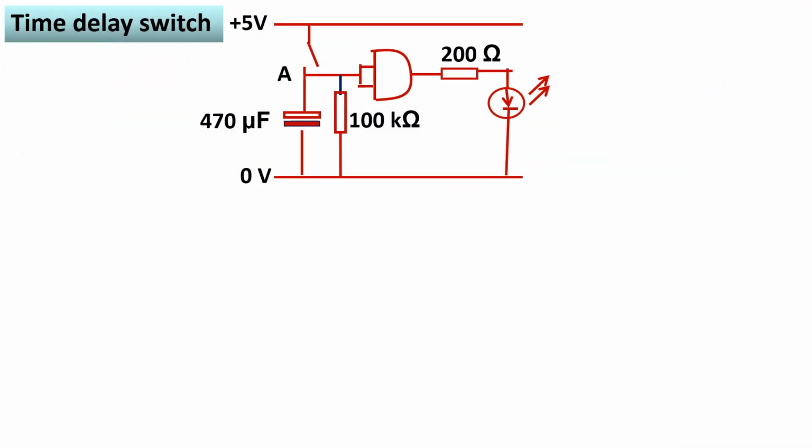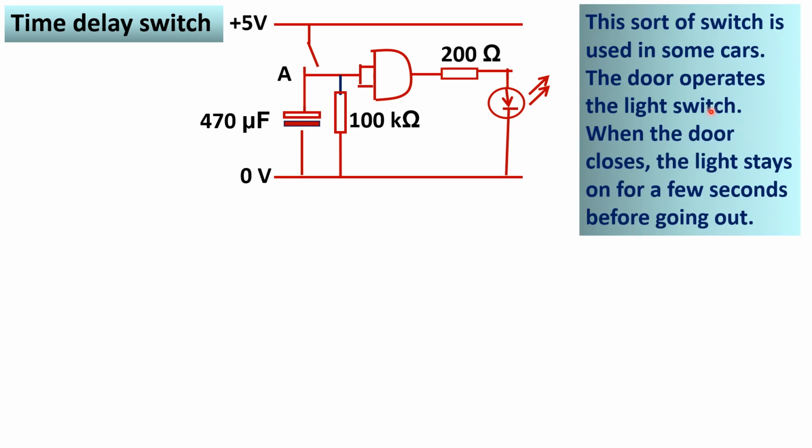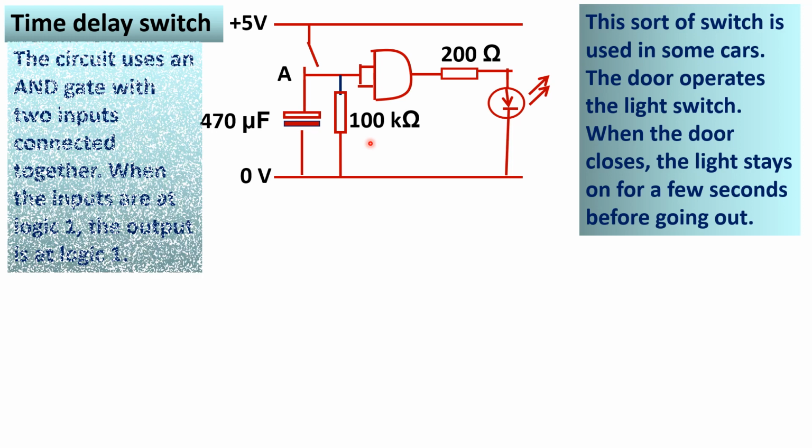Our second example is about a time delay switch. This circuit diagram shows a time delay switch. This is the kind of switch used in some cars. It is the door that operates the light switch. When the door closes, the light stays on for a few seconds before going out.